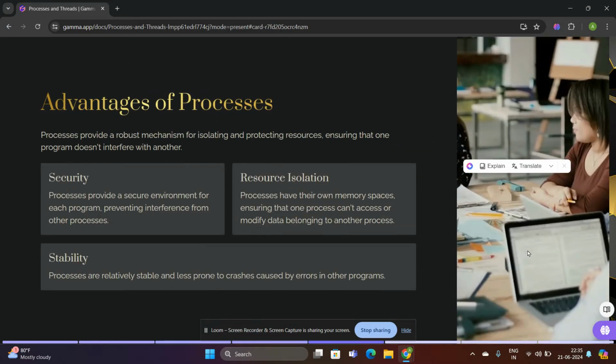And what are the advantages of processes? Processes provide a robust mechanism. That means for isolating and protecting resources, the best choice is utilizing processes, because they help us with security, resource isolation and stability maintenance. Processes are relatively stable and less prone to crashes because they are complicated and have high security, and information cannot be passed to another process. They are very stable compared to threads.